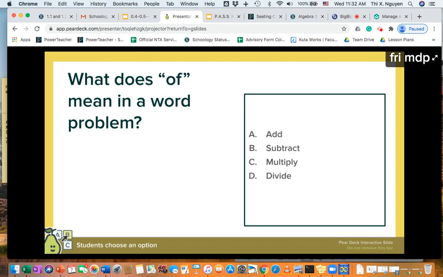Off means what? Are we add? Are we subtract? Are we multiply? Are we divide? Okay.